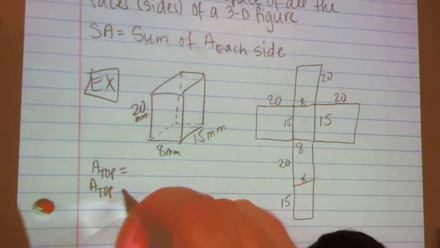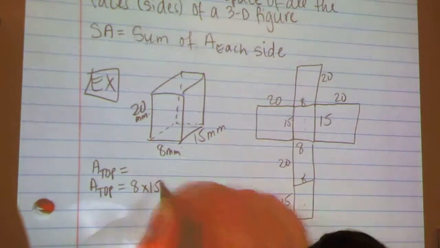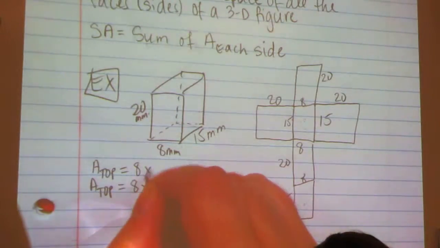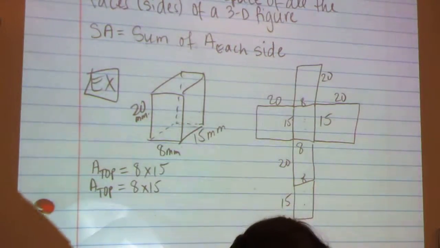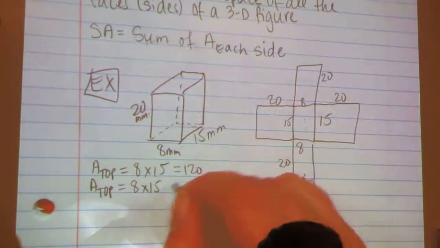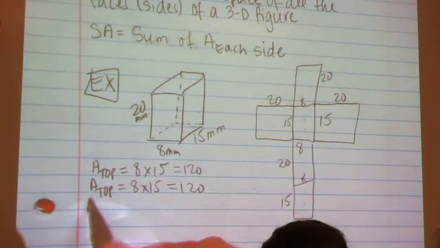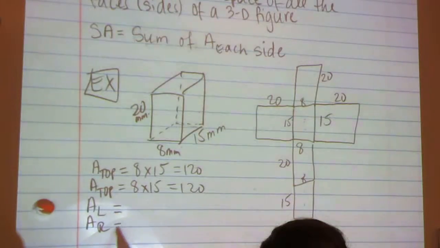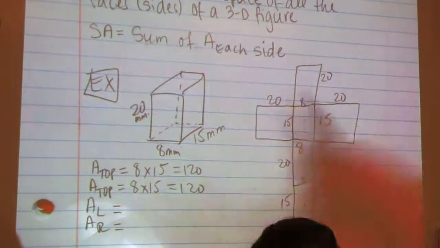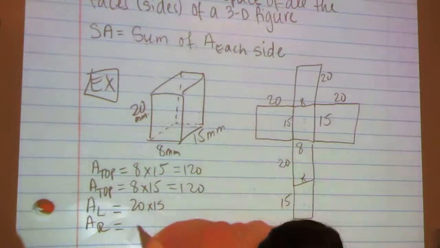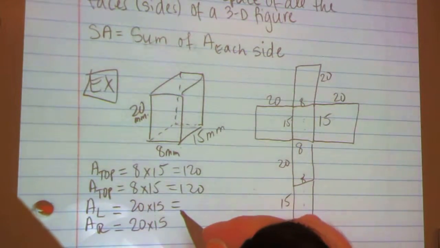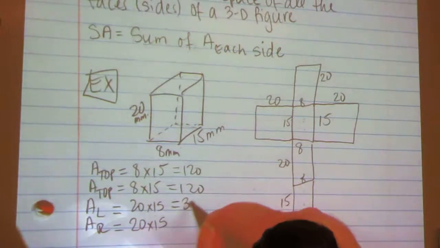Here's the bottom, 8 by 15, because it's a rectangle, so length times width. And the top is identical, 8 by 15. And 8 times 15 is 120. Then I want the area of the left panel and the area of the right panel, which are identical. The left and the right, they're both 20 by 15. And 20 times 15 is 300.